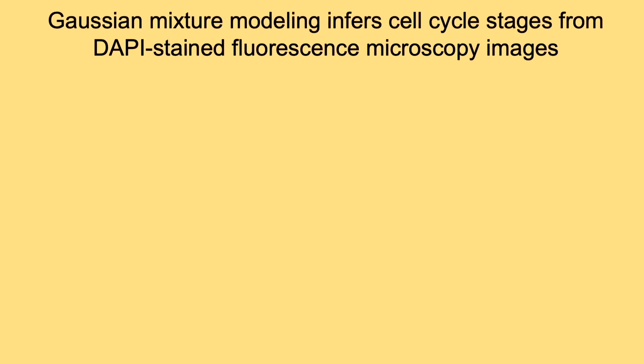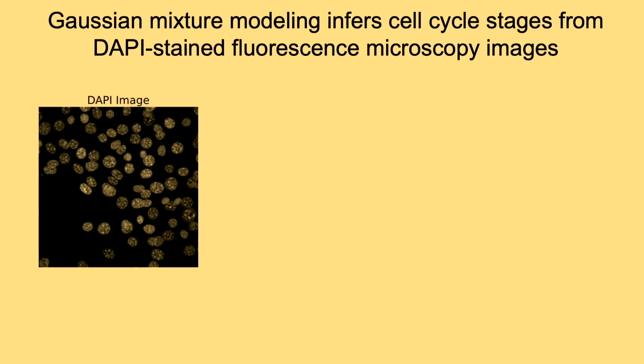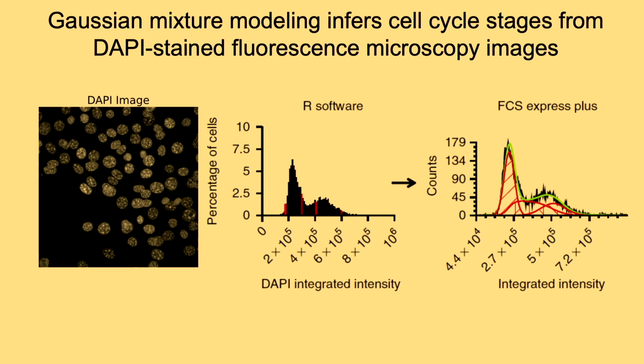And we particularly focus on inferring cell cycle stages from DNA-stained fluorescence microscopy images. DAPI is one of the easiest to use, and it is easy to get signals from the images. This has been done in a 2015 Nature Protocols paper. They established a method using Gaussian mixture modeling to first get the integrated DAPI intensity after the 2D maximum intensity projection. And they provided a commercial software called FCS Express to model the 3 cell cycle stage classes and estimate the cell cycle labels for each single-cell image.